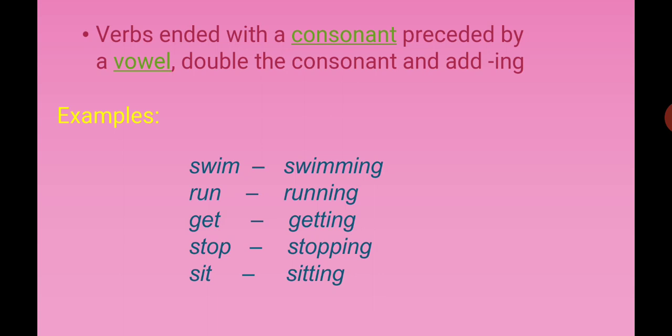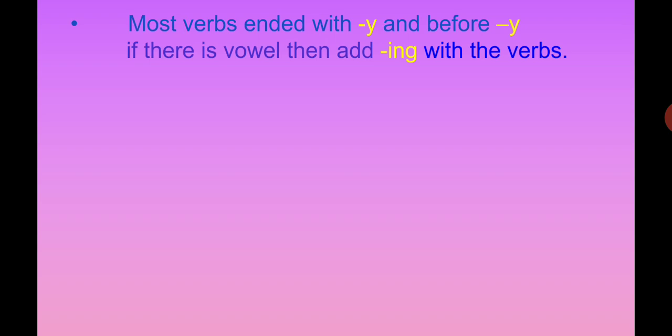T-R-A-V-E-L-L-I-N-G. I hope you will understand this rule with the examples. Let's move on. Most verbs ended with Y, and before Y, if there is a vowel, then add ing with the verbs.